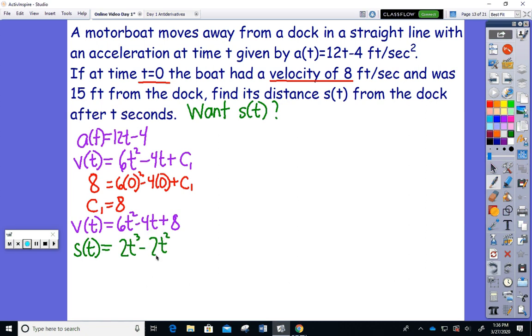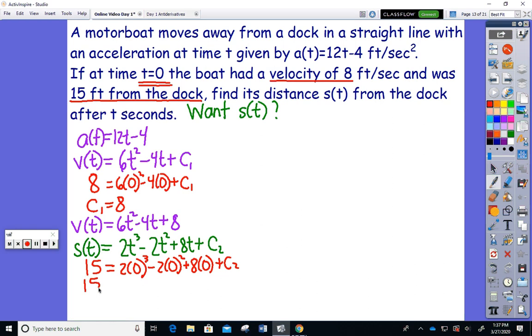Sorry, computer glitch. Plus 8t plus c. Well, I've already gotten one c, so let me call this new c c2. I want to repeat the red process. At time 0, it says that the position is 15 feet from the dock, so that's the boat's position. So, again, at time 0, the position's 15. This serves the purpose of getting you to c2 equals 15.